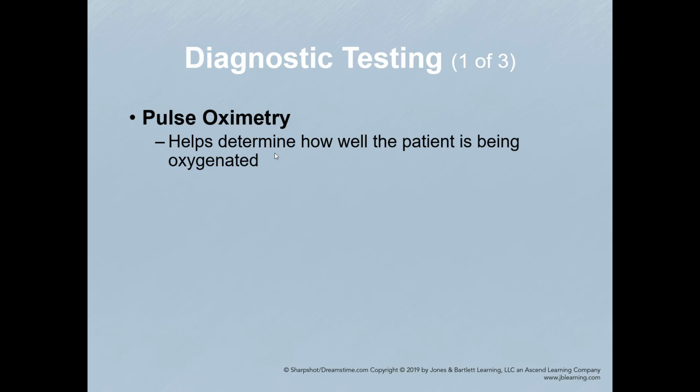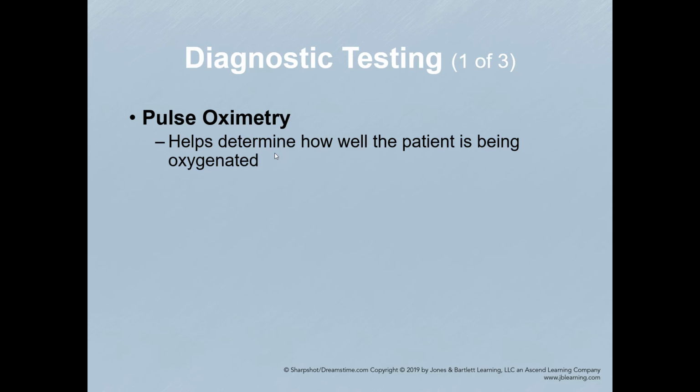So the first we are going to talk about is pulse oximetry. I think we all have a good understanding of what a pulse oximetry is. It determines how well the patient is being oxygenated. Remember, I told you look at your pulse oxes for oxygenation and look at your end-tidals for ventilation.